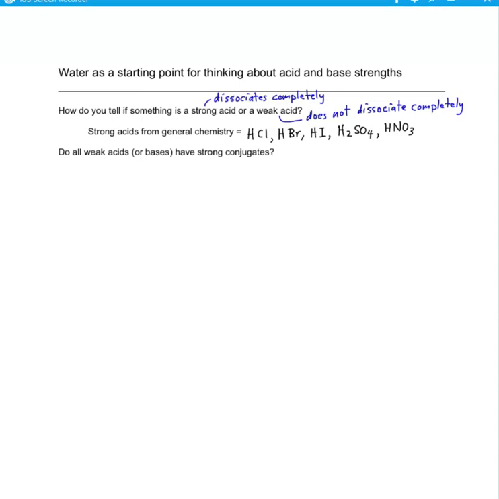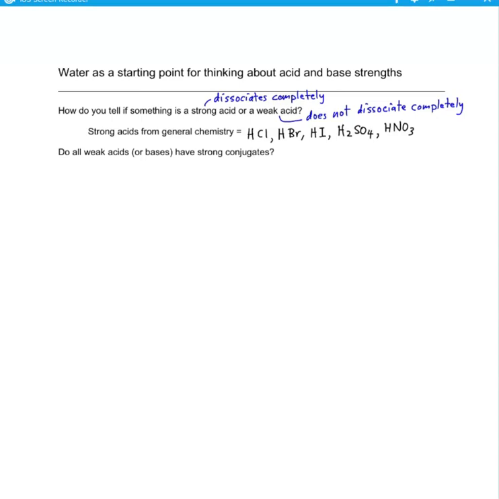Okay, so those you should have under your belt already, and we're going to be seeing all of those as we go forward. Okay, so the next question that I have for you is the following. Do all weak acids, or for that matter, do all weak bases, have strong conjugates? So do all weak acids have strong conjugate bases, and do all weak bases have strong conjugate acids? Take a minute, pause the video, think about the answer to that question.